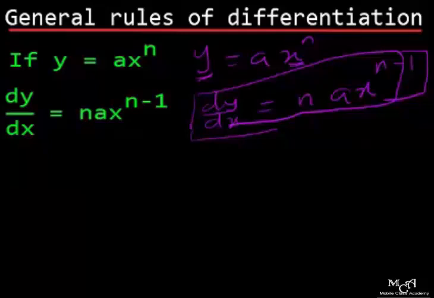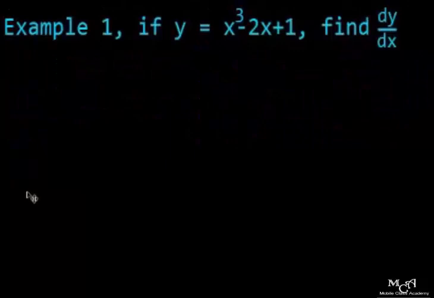So the next thing we are going to do now is to see how we can use the general rules of differentiation to solve problems of differentiation. So let us see examples of that. Looking at the question on the board, we want to see how we can use normal differentiation rules to differentiate it. We have y equal to x cubed minus 2x plus 1. Find dy/dx. What do we mean by that? If we say find dy/dx, what we simply mean is that we should differentiate y with respect to x.